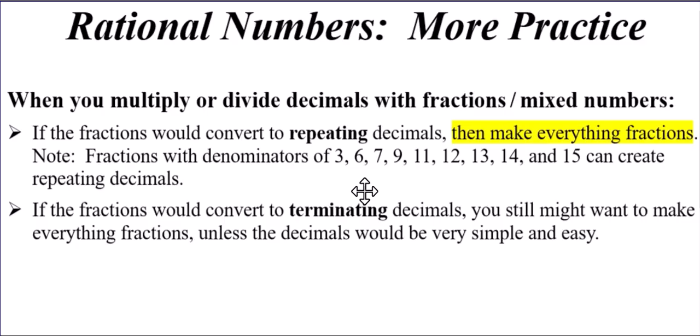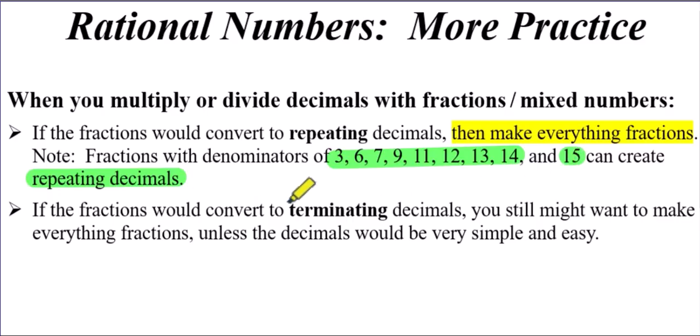Now, if you're wondering how do I know if the fractions would make repeating decimals, here's what you should underline, perhaps. Fractions with denominators of 3, 6, 7, 9, 11, 12, 13, 14, even 15ths. Those types of fractions with those types of denominators are going to create repeating decimals. So if it's over 2, over 4, over 8, or over 10, then it's not going to make repeating decimals. But otherwise, it's going to make repeating decimals. So that's when you're going to have to make sure everything is fractions instead.